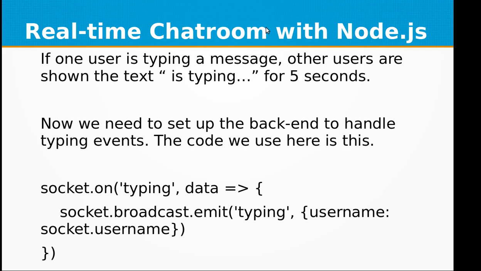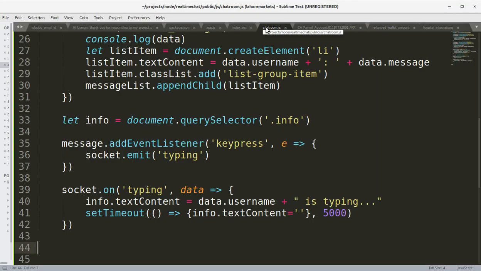If one user is typing a message, other users are shown the text "is typing..." for 5 seconds. Now we need to set up the backend to handle typing events. The code we use here is this. socket.on typing. Typing is the event and the data we are receiving from the front end. The front end is sending us the username that this user is typing something in their info window. So we are going to set a 5-second timeline before we empty this object in the DOM.